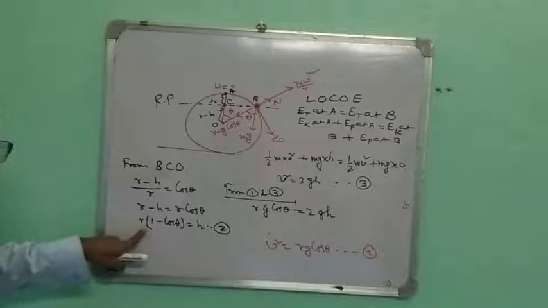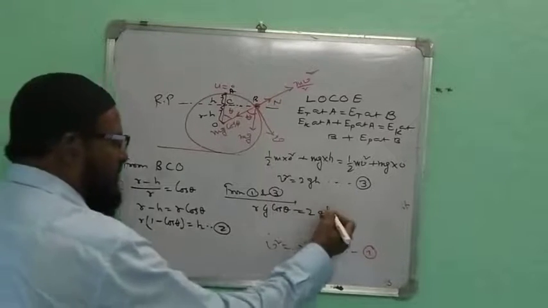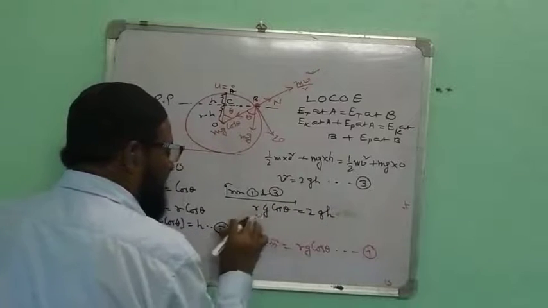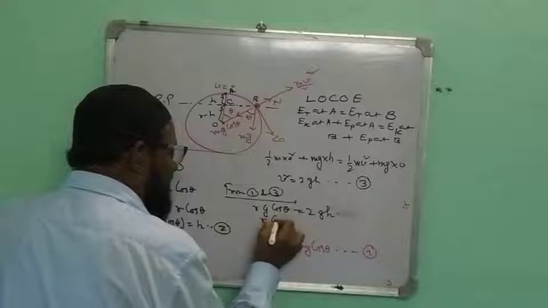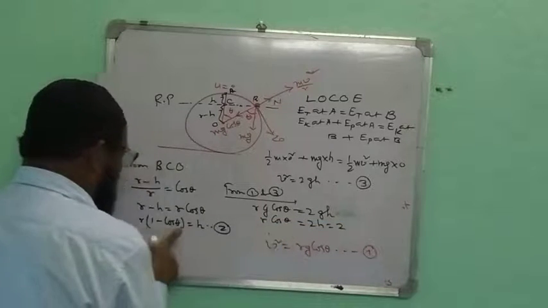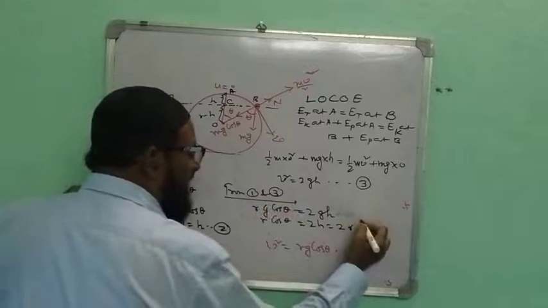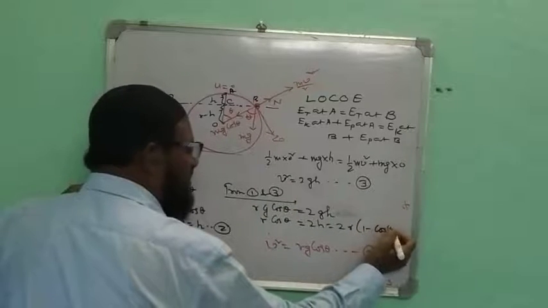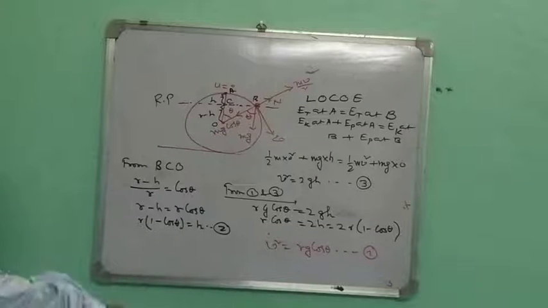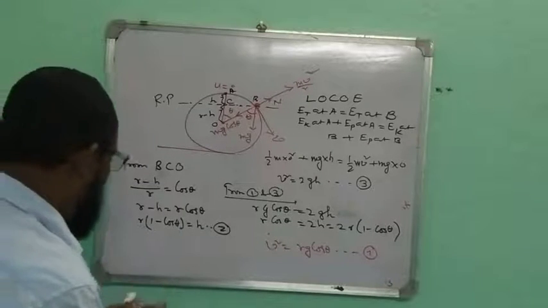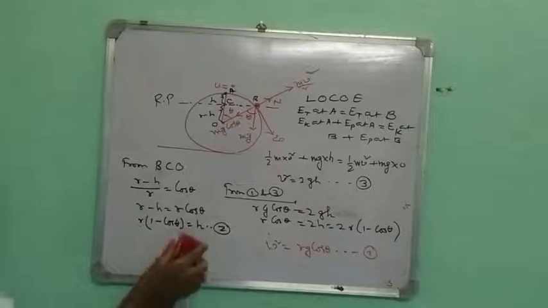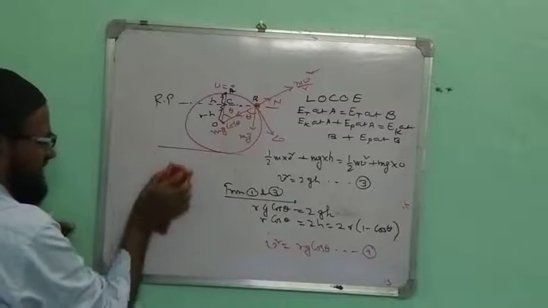Now put here, what is h? h is R into 1 minus cos theta. So R cos theta equal to 2h, 2 into R into 1 minus cos theta. From here, I am just deleting this part.